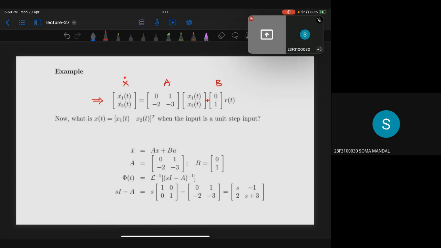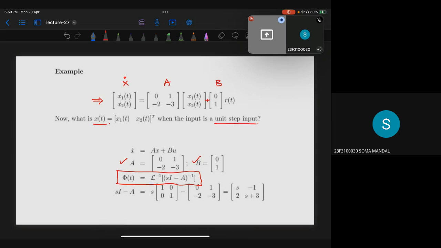Okay, so now you know the A and B matrices. This is the A matrix, this is the B matrix, and this is the state transition matrix equation. Is there any doubt? Our intention here is, when the input is a unit step, to find x of t. That is our question. When r of t is a unit step, we want to find x of t. Is the question clear, everyone?